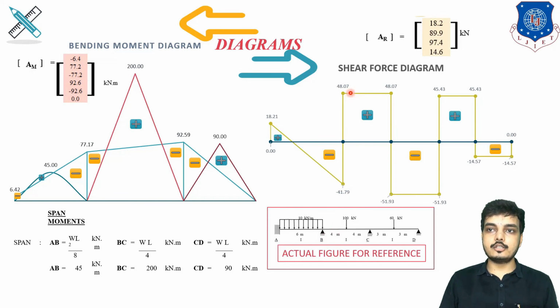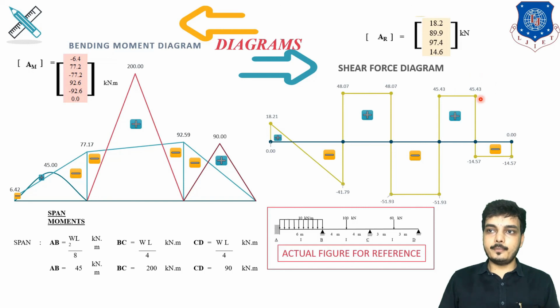And then for the 4 meter span, there is no loading given, so straight. Then 100 is given in the downward direction, so minus 100 will be coming to minus 51.93. Then moving ahead, for the 4 meter span, there is no loading given, so we will be reaching the same value. Now at C point we have to apply the 97.4 reaction, which will be positive, so taking up. How it came: 45.43 minus 51.93 plus 97.4 will be getting 45.43. And then for the 3 meter span no loading given, so straight.